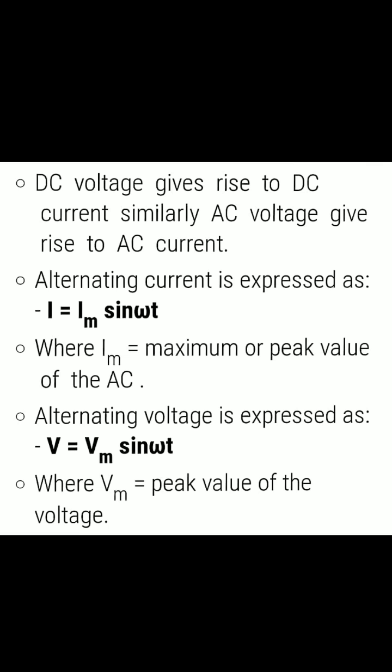So I equals Im, that is the maximum value, but we use I0. Here it is written as maximum or peak value, that's why I write Im sin omega t. But in the derivations, we denote this maximum or peak value of AC by I naught. In your NCERT book, it is also denoted by I naught. That's why we use I naught in place of M. Similarly, for alternating voltage, V equals V0 sin omega t. In place of M we also use 0. In the case of EMF, E equals E0 sin omega t.